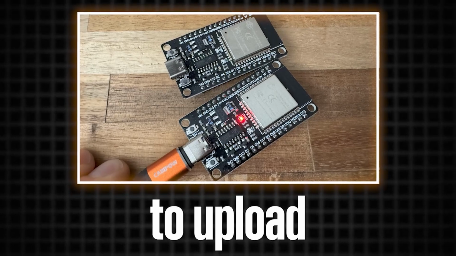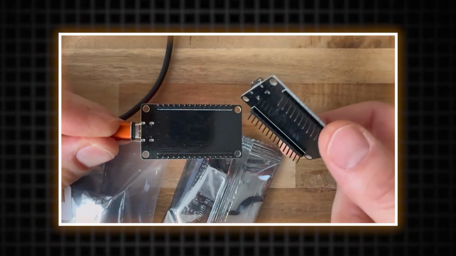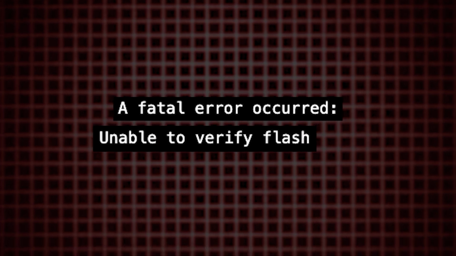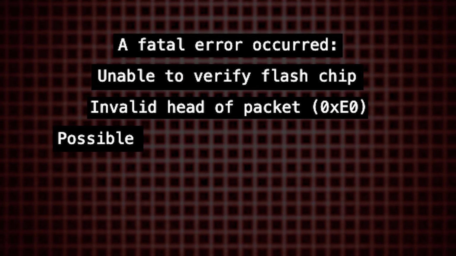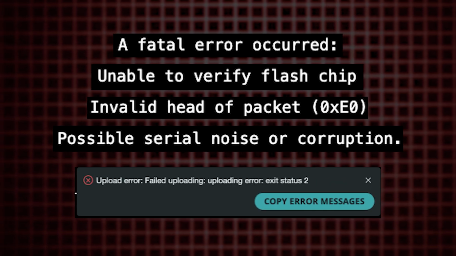Are you trying to upload code to a cheap ESP32 dev board that you got offline and you keep getting an error? It says something like "A fatal error occurred: Unable to verify flash chip. Invalid head of packet, possible serial noise or corruption. Failed uploading: uploading error: exit status 2." Are you losing your mind?